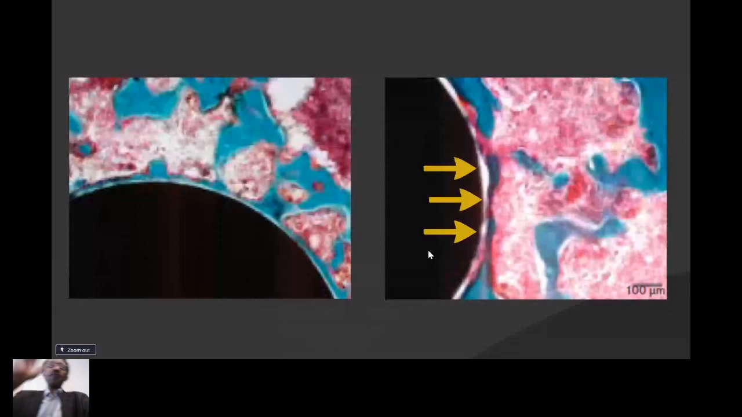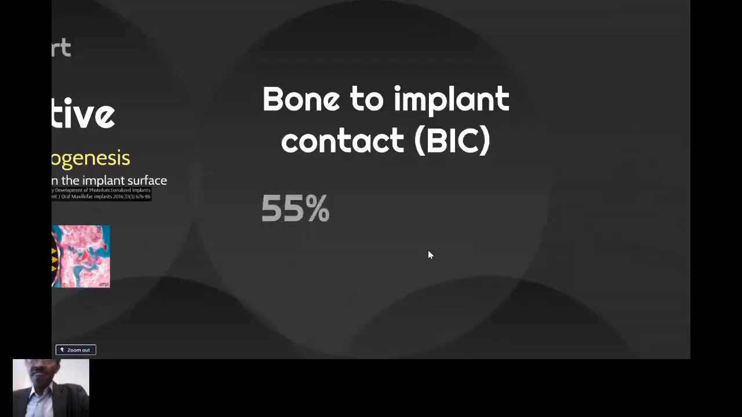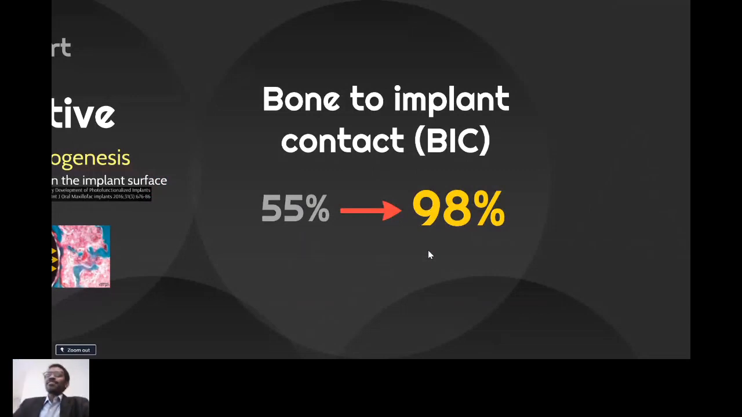So now from a bioinert to a bioactive surface, what is the second effect? I have more BIC from 55%. Guess the number, I'm going to give you 3 seconds. 3, 2, 1. Wrong, it is 98%. The bone-to-implant contact on my surface from 55% becomes, it's not even 98, it's 98.2 to be more accurate. You have almost full coverage of bone contact to my implant surface.